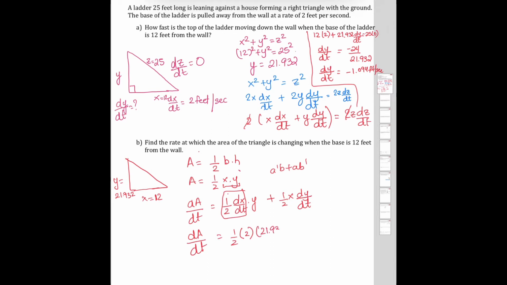times y, which is 21.932, plus 1/2 x, which is 12, times dy/dt. I got negative 1.094. Put that whole thing in the calculator and I get my dA/dt is 15.368 feet squared per second. Okay, again, it's not asking you for the units, but it's a good idea to practice your units.